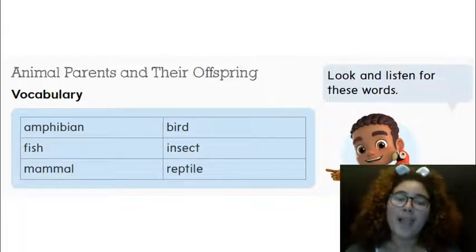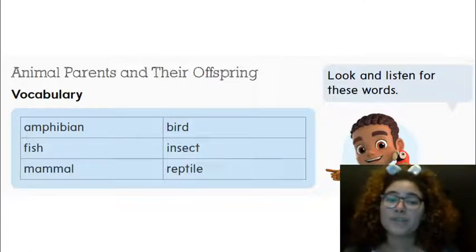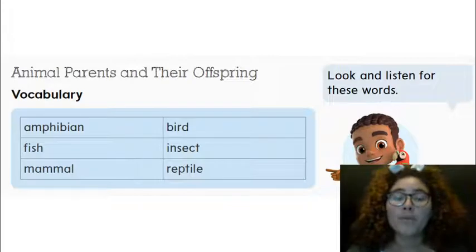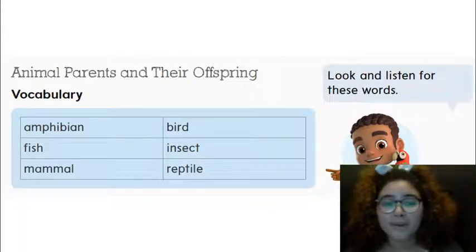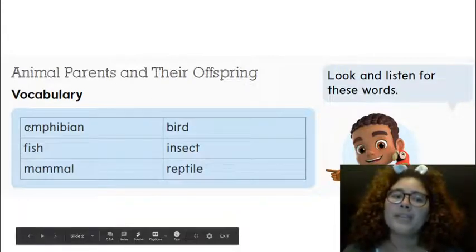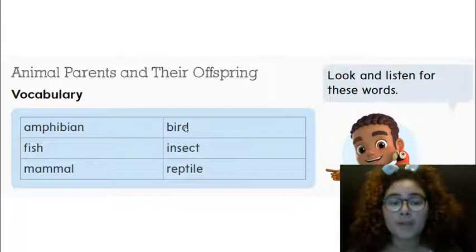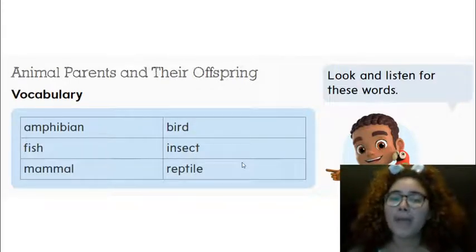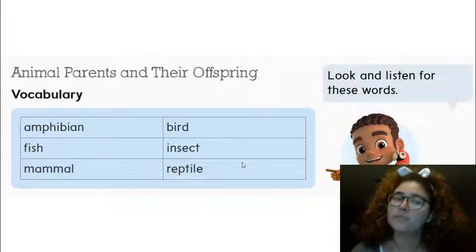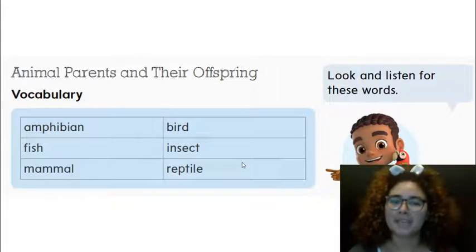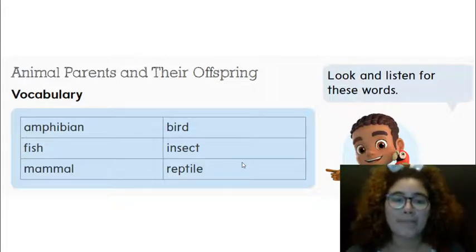Now, today we are first going to talk about a little bit of vocabulary that we're going to be seeing while we work with our animal parents and their offspring. And the vocabulary is amphibian, fish, mammal, bird, insect, and reptile. I imagine some of you have heard at least some of these words before, right? Like fish, bird, insect. They're all referring to a type of animal.